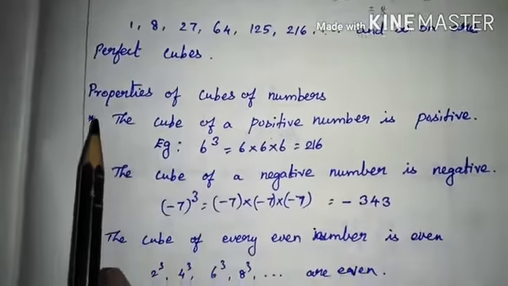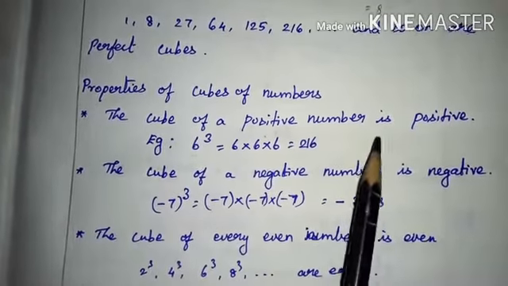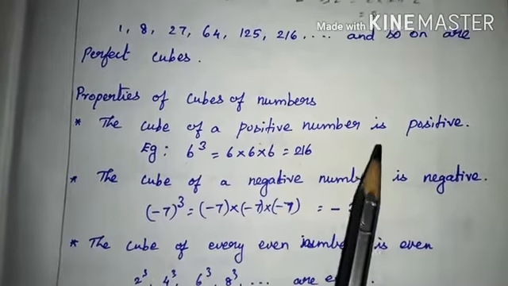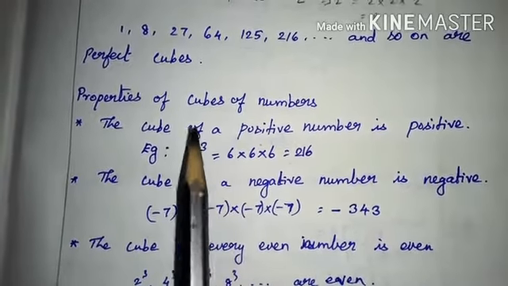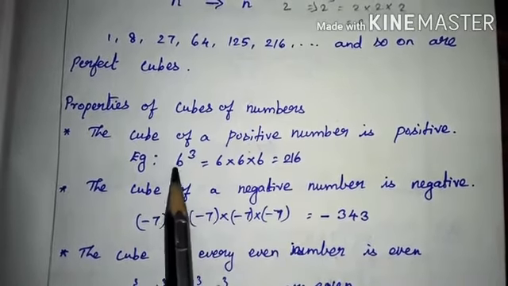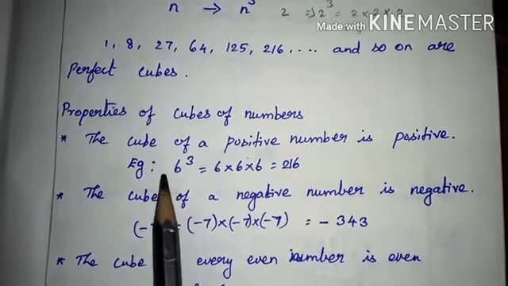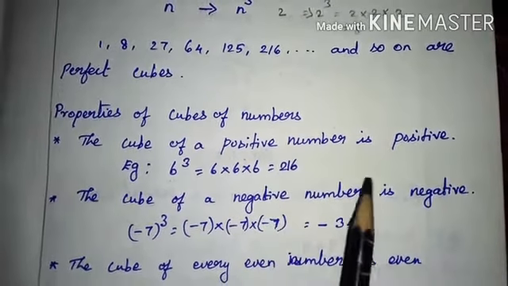Let's see some properties of cube numbers. First property: the cube of a positive number is positive. That is, if you take any positive number and find its cube, you get a positive product. For example, 6 cube: 6 is a positive number, the cube of 6 is 216, which is also positive.